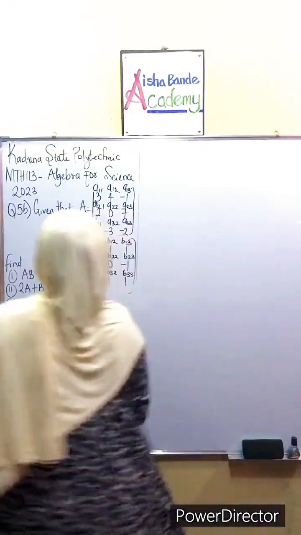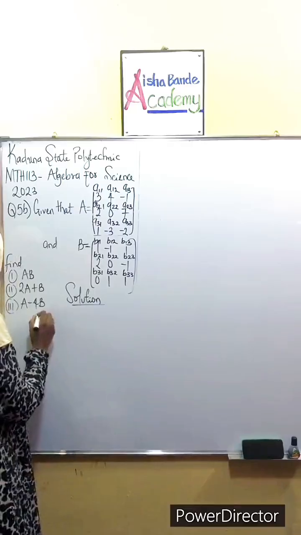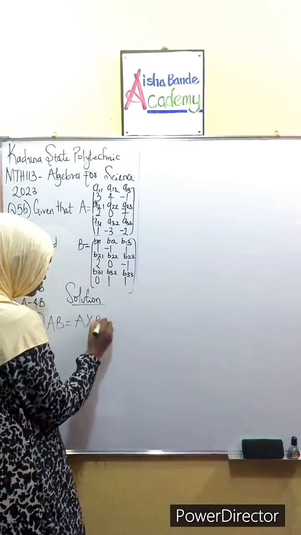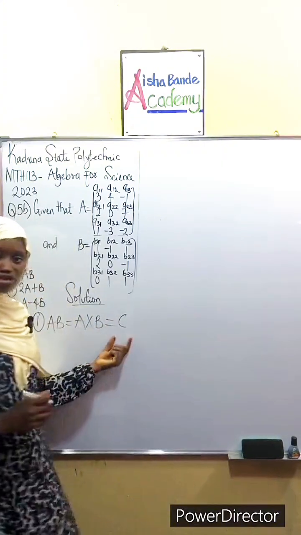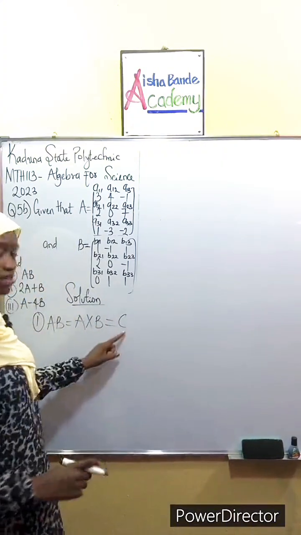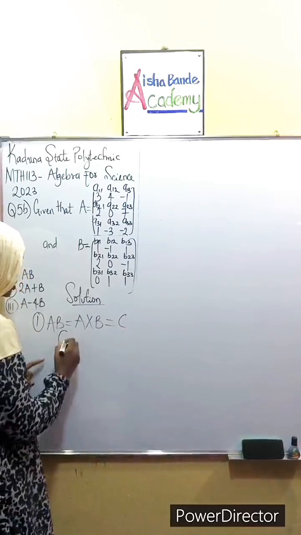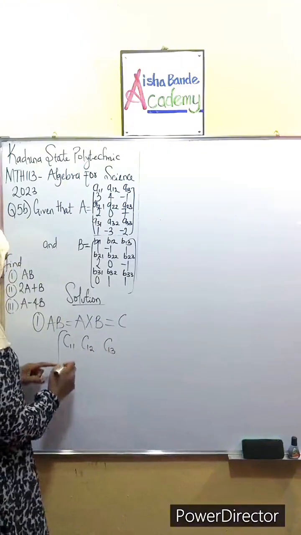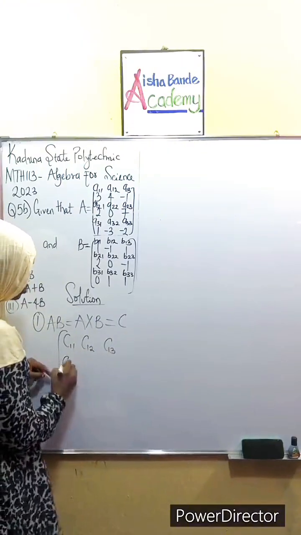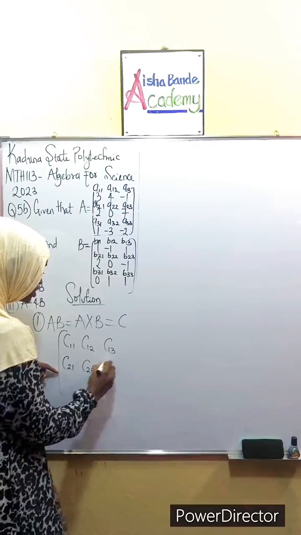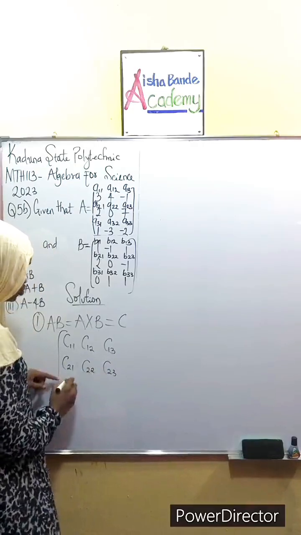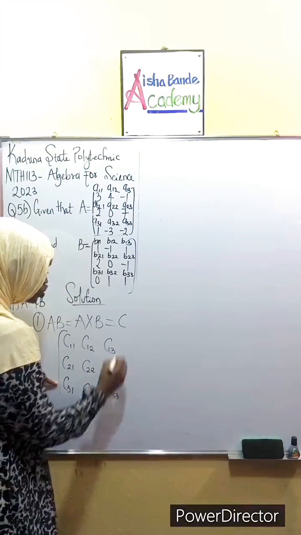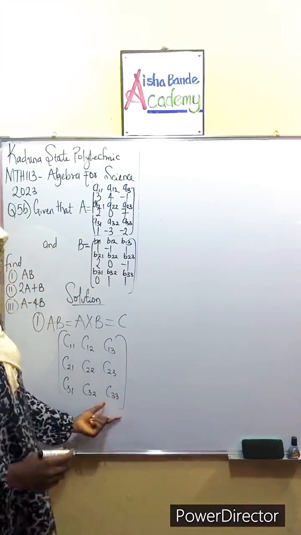So let's begin. We are asked to find the first one, which is AB. AB simply means for us to multiply A times B. If we do this, we are going to get another third matrix, which is matrix C. This matrix C is going to be C11, C12, C13 on the first row. Then the next row is going to be C21, C22, C23. Then the third row is going to be C31, C32, and C33. So this is how our final answer is going to be.